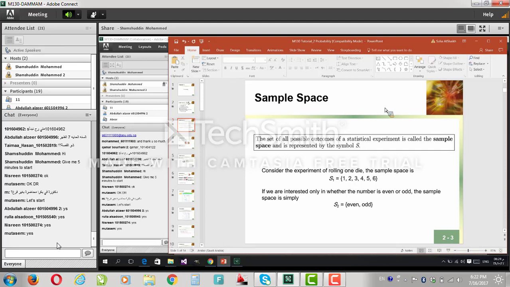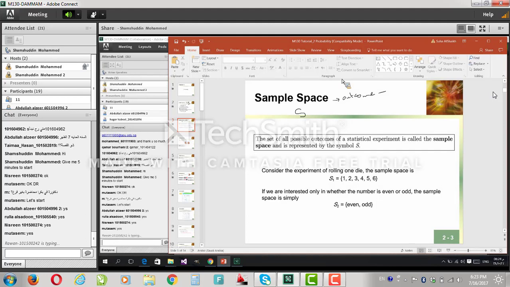Now when we are doing any statistical experiment, any statistical study, we have a set of outcomes in our experiment. So the set of outcomes is our sample space. We refer to it with the capital letter S. For example, if we have the experiment of rolling one die, the outcomes are 1, 2, 3, 4, 5, and 6.